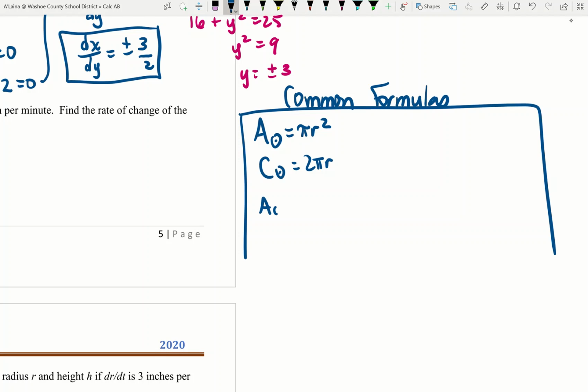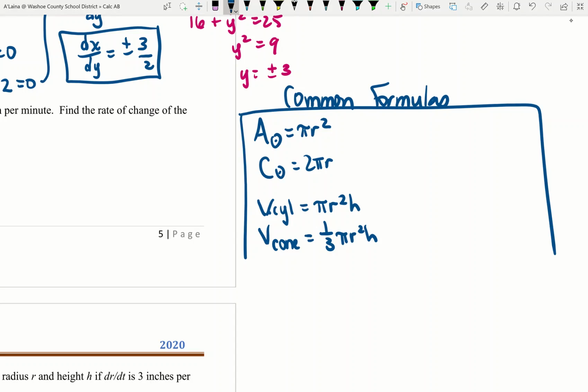The area of a cylinder is equal to pi r squared height. It's basically a circle, see the pi r squared, stacked up to a certain height. Sorry, that would be the volume of a cylinder. I don't know why I wrote it that way. Volume of a cylinder is pi r squared height. The volume of a cone is super common, which would be 1/3 pi r squared height. That's because you can fit 3 cones into any cylinder.